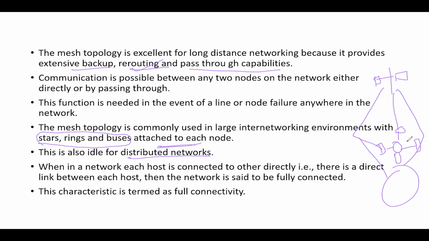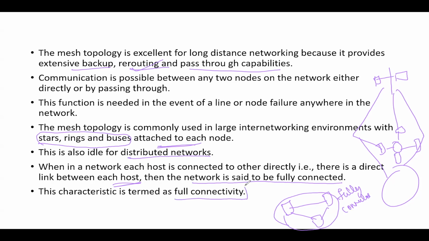When in a network each host is connected to the others directly, that is, there is a direct link between each host, then the network is said to be fully connected. For example, if this is a host, this is a host, and I'm connected to this one, this is connected already to this one as well as this one. So here each one of the nodes is connected to each other, then it is called fully connected. I have shown only 3 nodes here. There can be n number of nodes. If I have that many nodes, I will have that many links, and that is called a fully connected network. This characteristic is termed full connectivity. Okay, so that is your mesh topology.